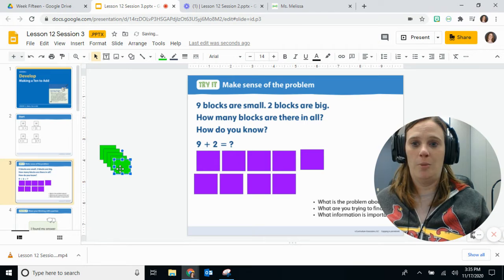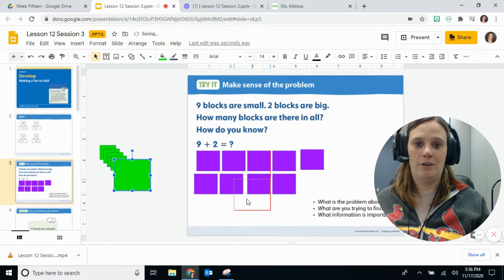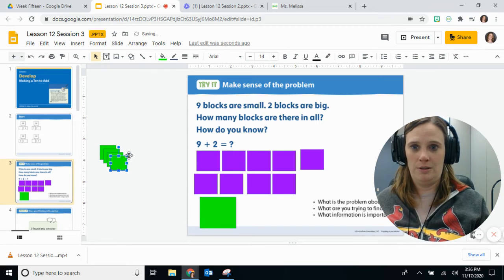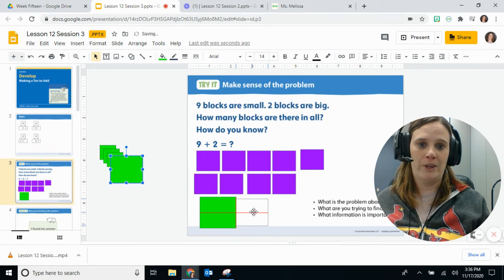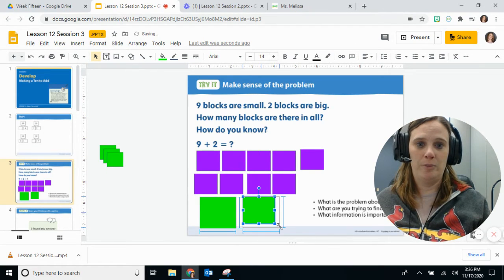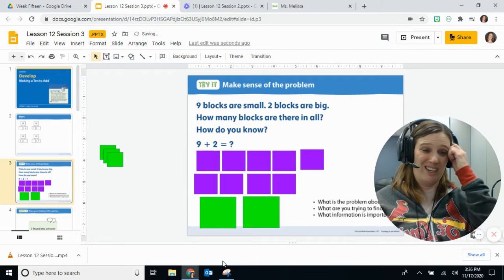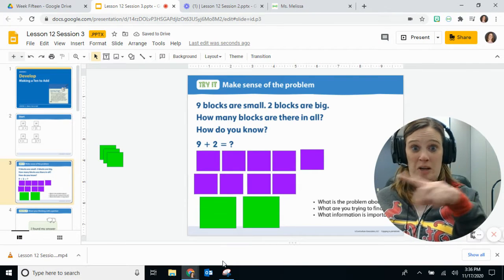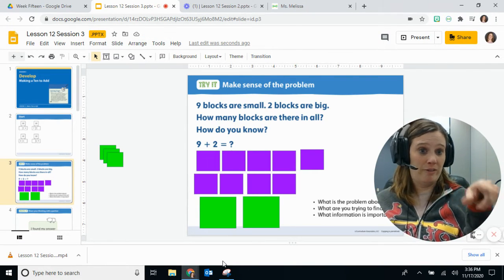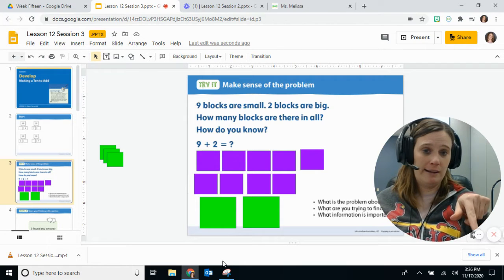And 2 blocks are big. So let's make this block bigger, shall we? There we go. So I've got 1. Ooh, make it bigger. 2. All right, there we go. Oh, that's not as big as my other big one, is it? There we go. Okay, so I could just count them up. 9, 1, 2, 3, 4, 5, 6, 7, 8, 9, 10, 11.